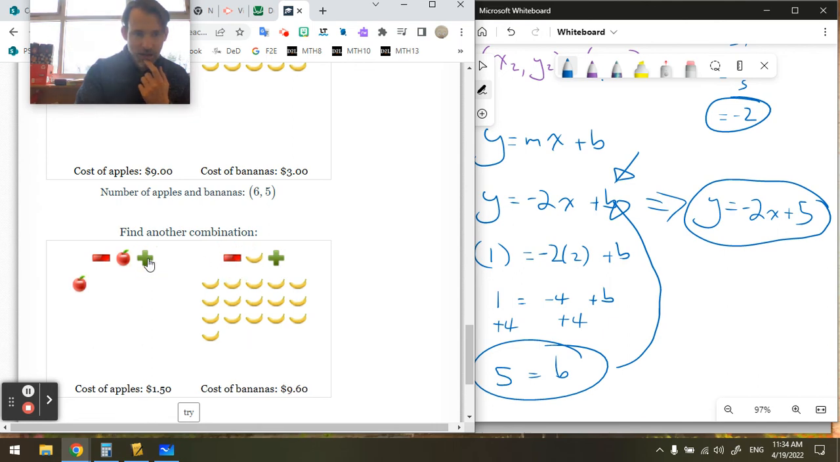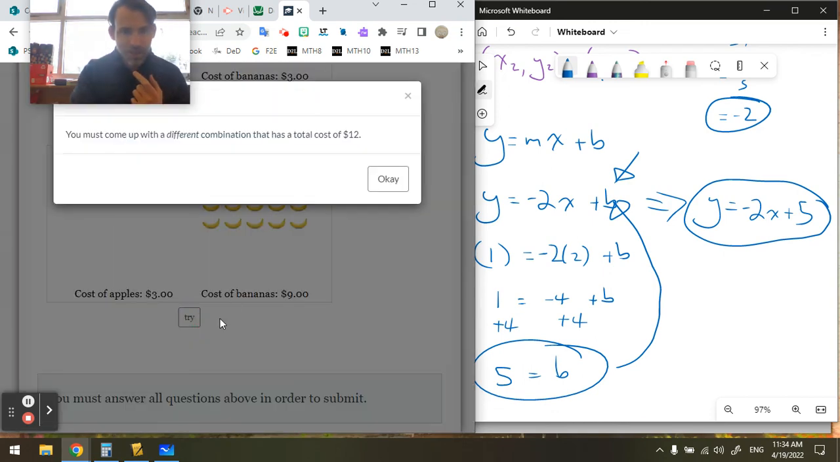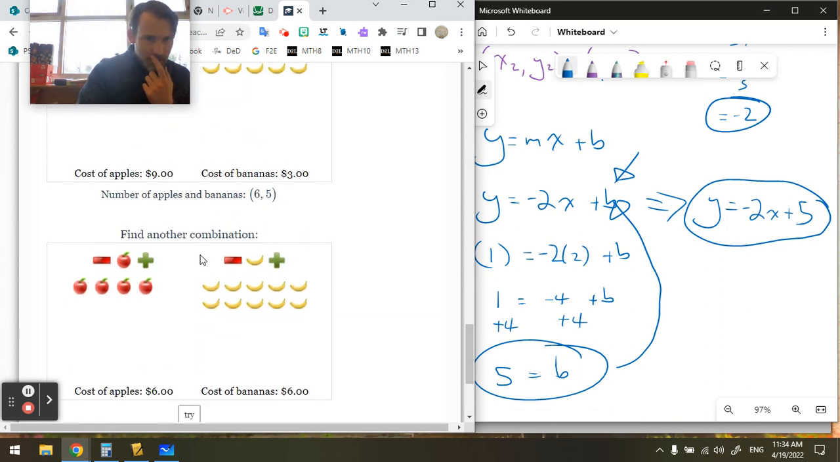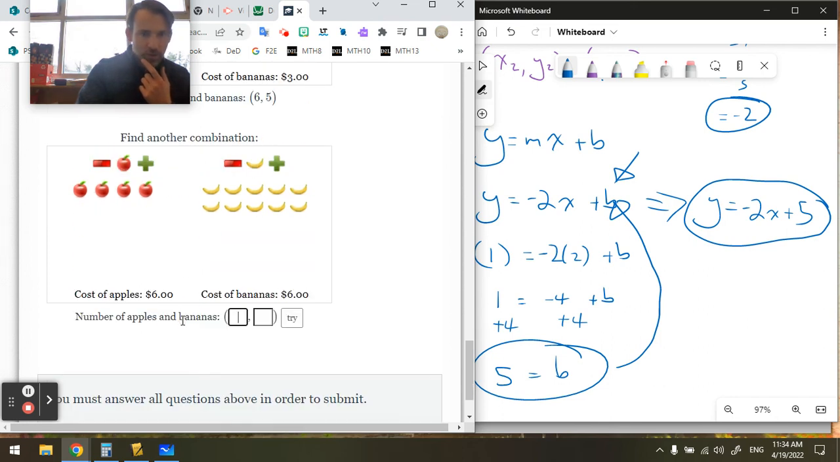So try that. No, still not right. There. That's right. Try. I think I already have that one. Come up with a different combination. Okay, let's do that. How much is that in dollars? $12, I think. Right? Yes, $12. This was 4 apples and 10 bananas. Try it.